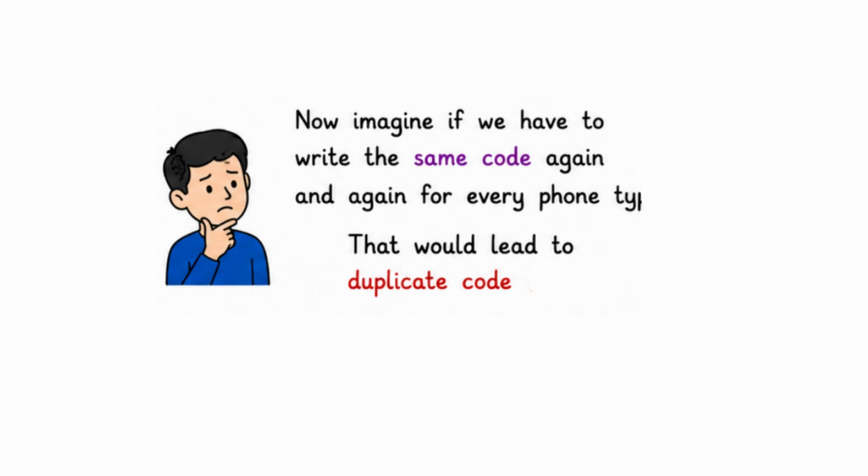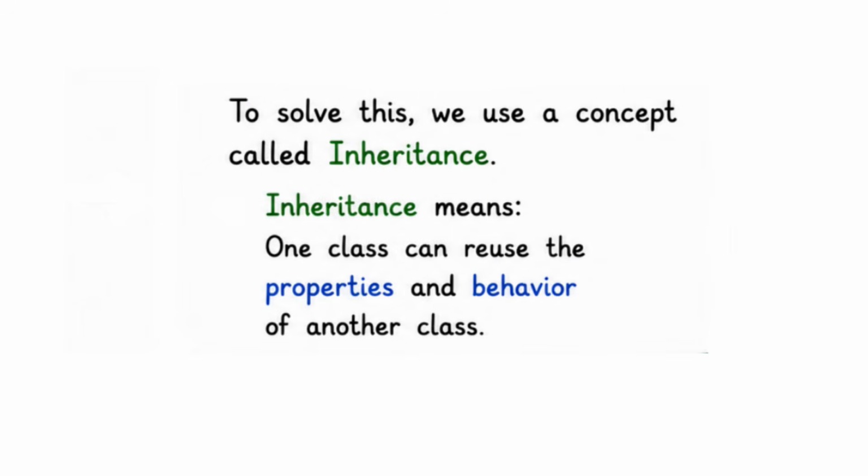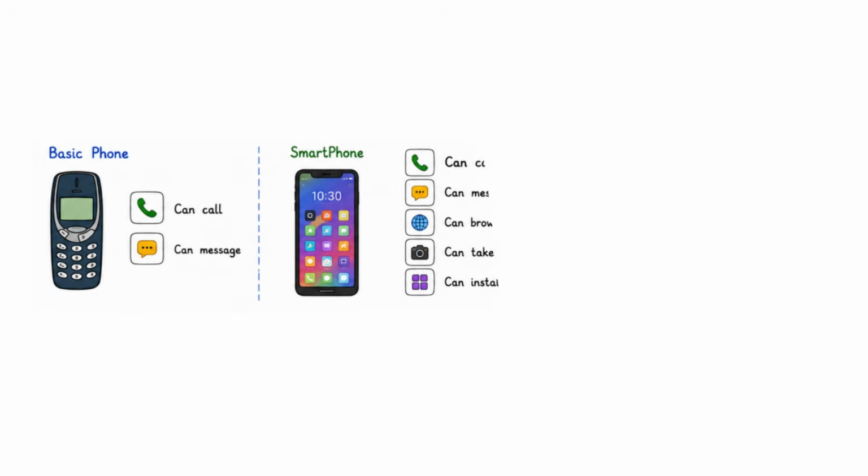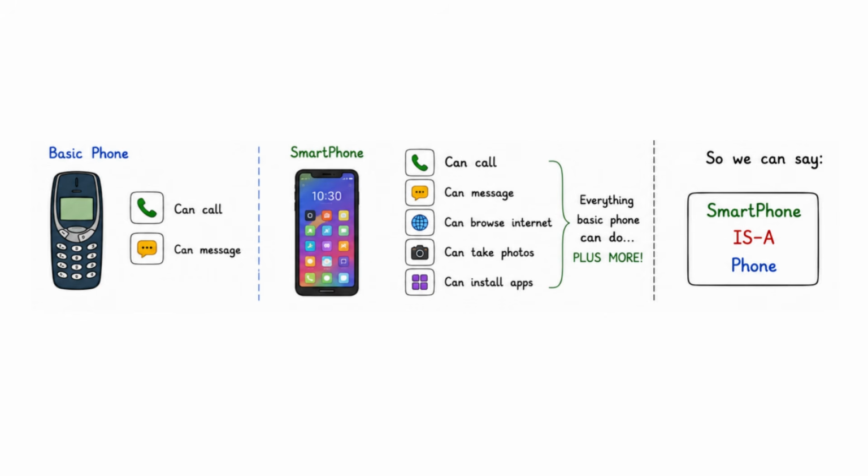Now imagine if we had to write the same code again and again for every phone type. That would lead to duplicate code. To solve this, we use a concept called inheritance, right? I'm reiterating, inheritance means one class can reuse the properties and behavior of another class. Think of it like this. A basic phone can call and message. A smartphone can do everything a basic phone can, plus more.